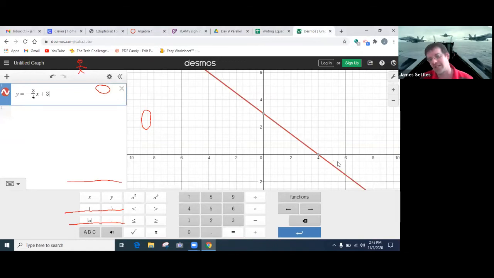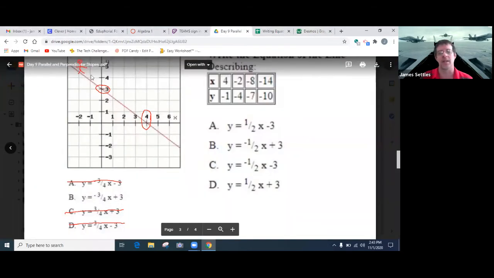Okay, so you can see it's going downhill. It's above the center. I mean, there's so many different ways that you could look at it. Now, in the end, if you didn't know how to eliminate anything like we did, then you could have typed all these in until you found the one that matched that picture right there. Okay, so that's an option.